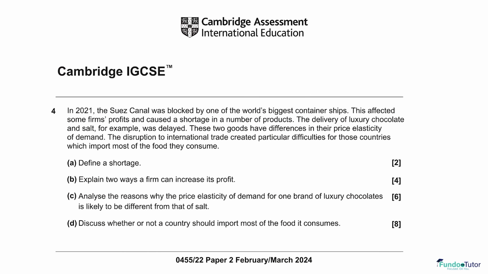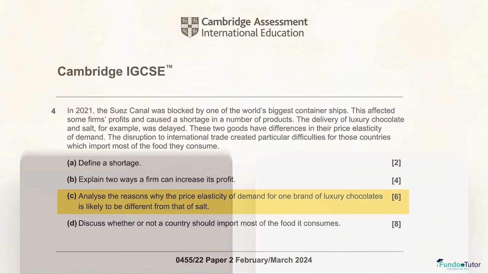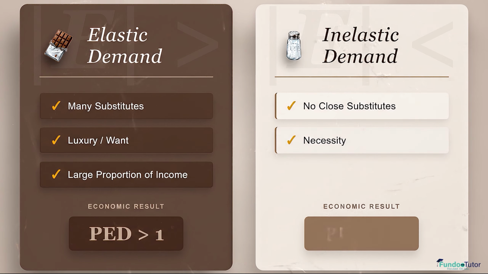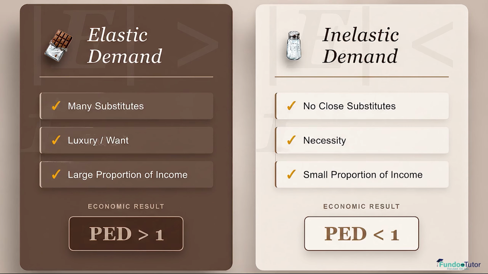Let's step away from the math and look at comparative analysis. This 6-mark question asks why the PED for luxury chocolates differs from salt. Pause the video here and see if you can recall the determinants of elasticity. Luxury chocolate has elastic demand. It has many close substitutes, it is a luxury want rather than a necessity, and it takes up a larger proportion of a consumer's income.